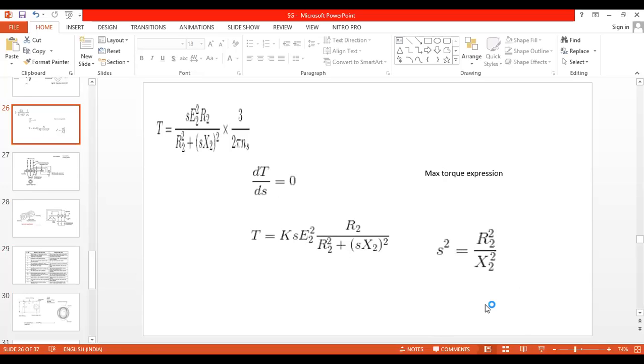Condition for maximum efficiency of transformer we have seen: core loss is equal to copper loss. Okay. Now T is equal to K S E2 square R2 by R2 square plus (S X2) square, which is maximum when S is equal to R2 by X2. This is the slip, the condition for maximum torque.